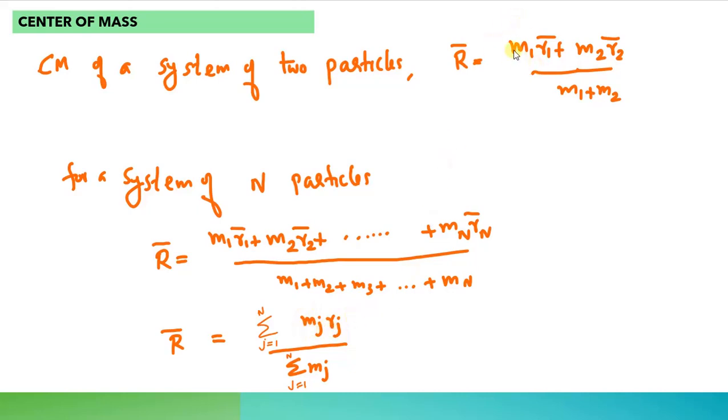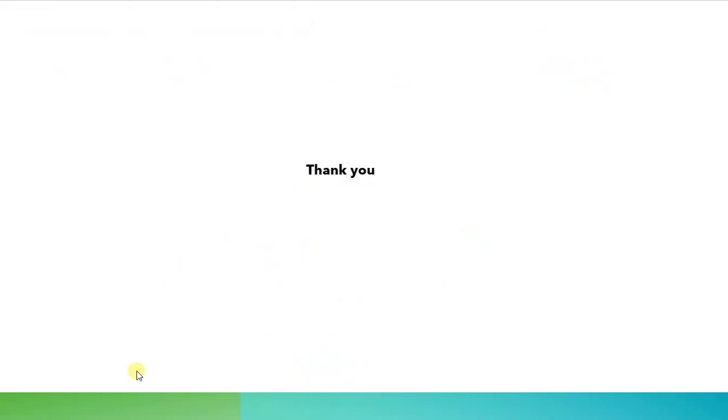So m1 r1 is the moment of the mass of the first particle, m2 r2 is the moment of the mass of the second particle. So the sum of the moments of the masses of the particles will be equal to 0. Sigma j is equal to 1 to n, mj rj is equal to 0, if r is equal to 0. When is r 0? If we take the center of mass as the origin of the coordinate system. Okay, thank you.